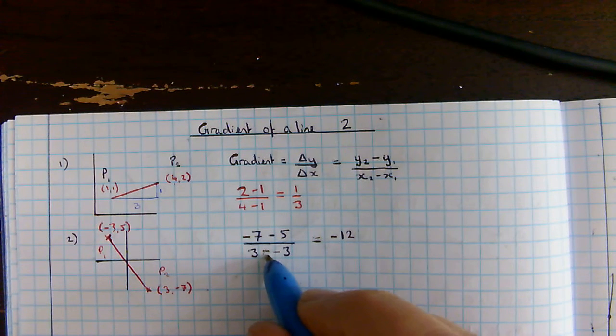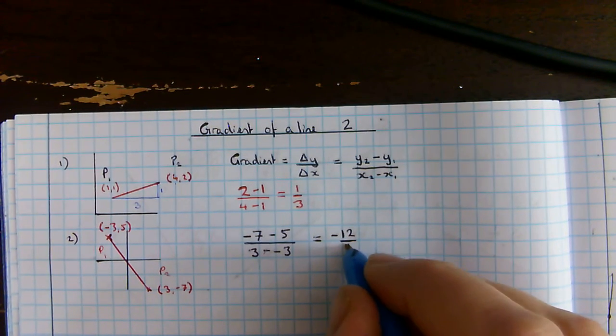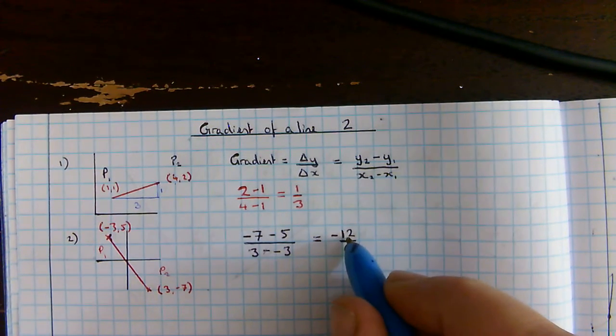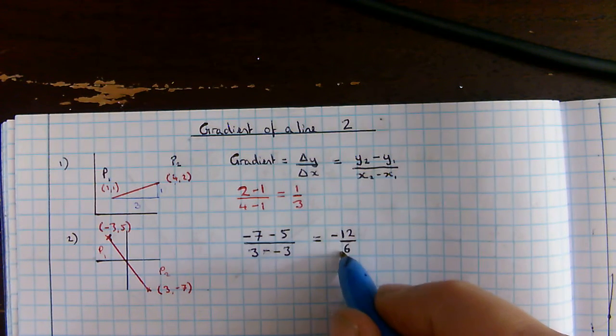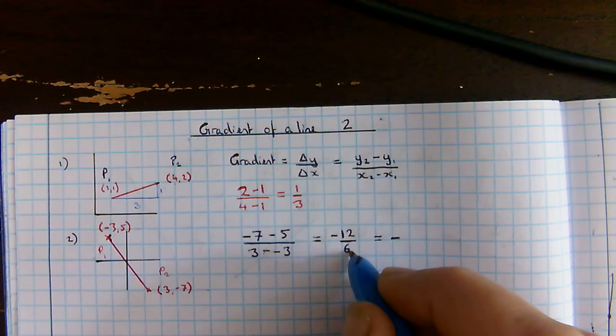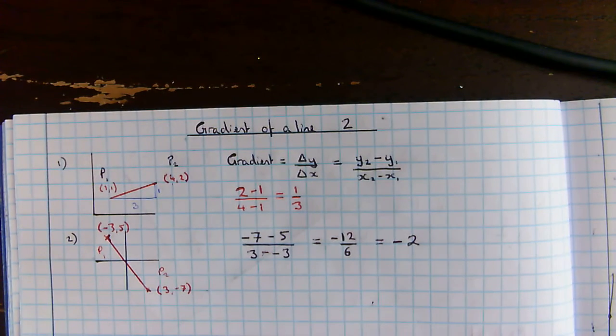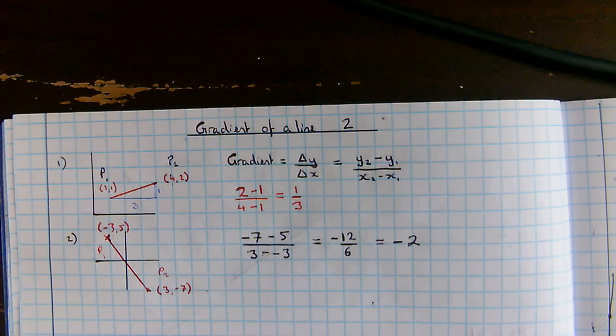3, take away negative. Remember, take away negative gives us plus, so 3 plus 3 is 6. So we've got negative 12 divided by positive 6. Negative divided by positive gives me a negative answer. 12 divided by 6 gives me 2. So the gradient there is negative 2. And we could do that without the diagram. Okay, pause the video now while you write down the worked examples, and then when you're ready we can do some questions of our own.